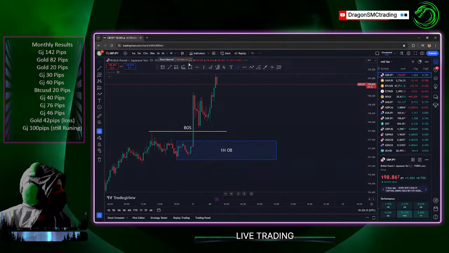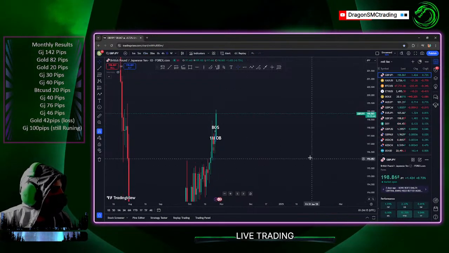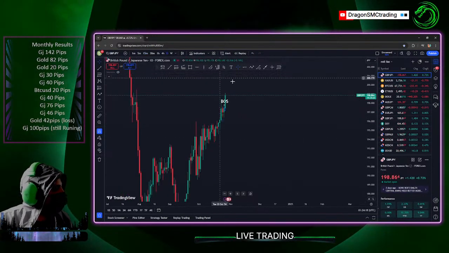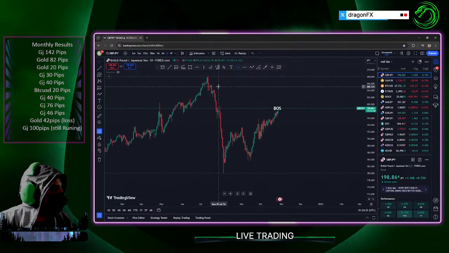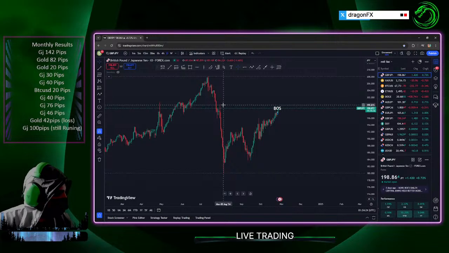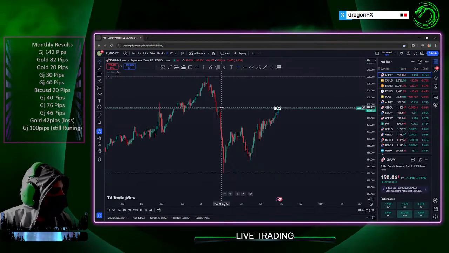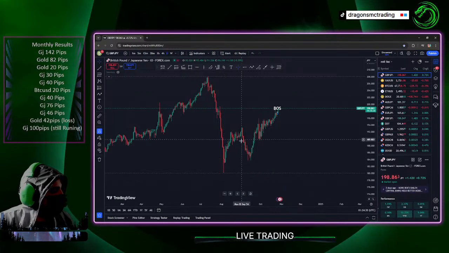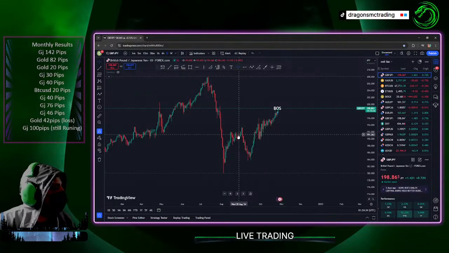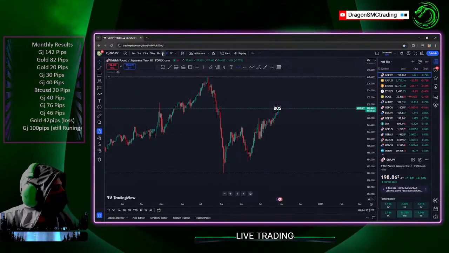Okay, let's take a look at GJ right here. The daily time frame is pretty bullish. Price has been retracing ever since it jumped from this area and this level right here at 199.137. Price has been retracing the entire time, at least for a couple of months here, and so we're pretty bullish on the daily time frame.